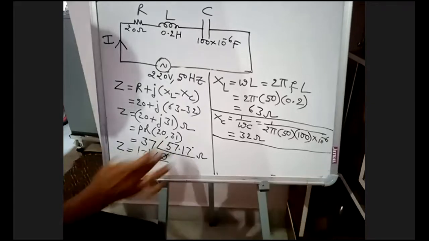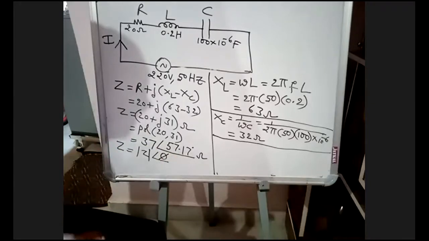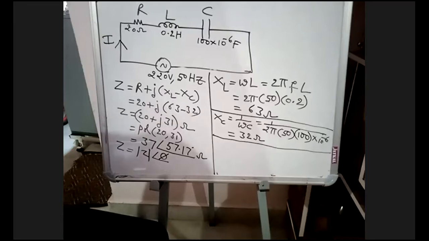Your angle phi is equal to 57.17. Whatever angle you are getting for Z, that is your power factor angle, 57.17. Okay, we have calculated the impedance.